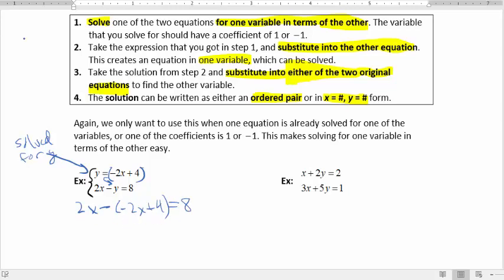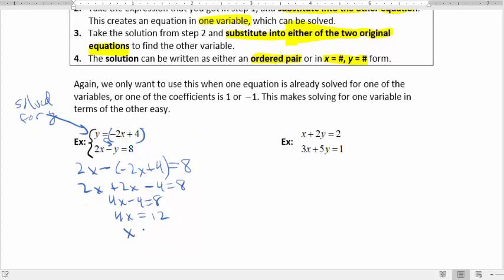So now I would just solve this. Right now I'm at step 3. Well, no, I'm still in step 2. I have the equation in one variable which can be solved. So now I distribute this negative sign, so this becomes 2x plus 2x minus 4 equals 8. And now I just solve this with my regular equation solving process: combine like terms, add 4 to both sides, and then divide by 4.